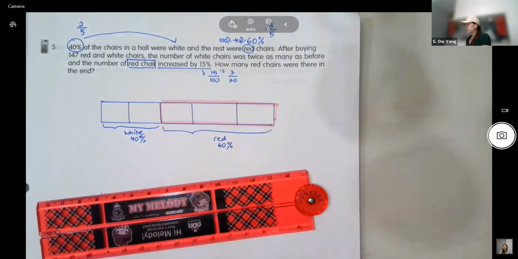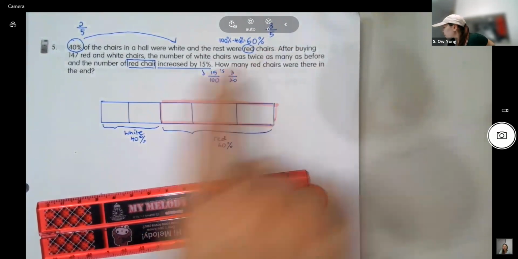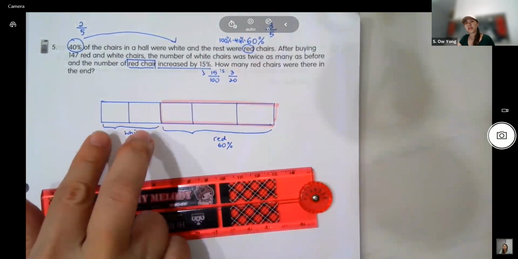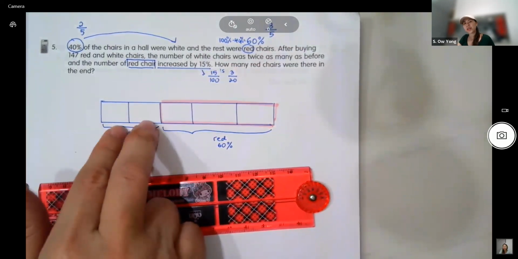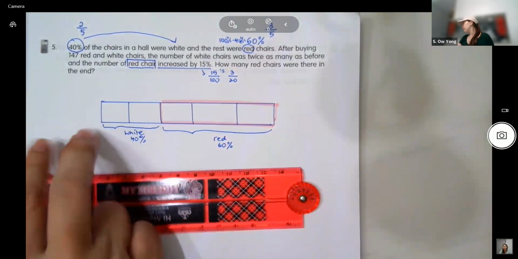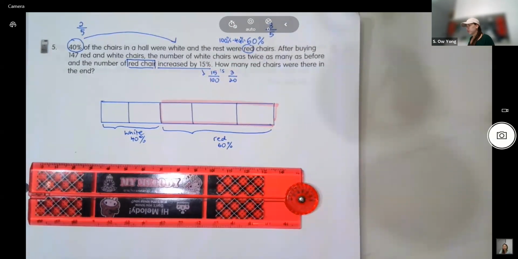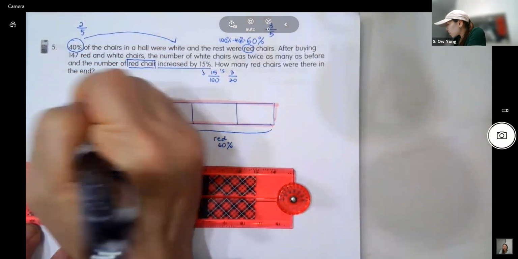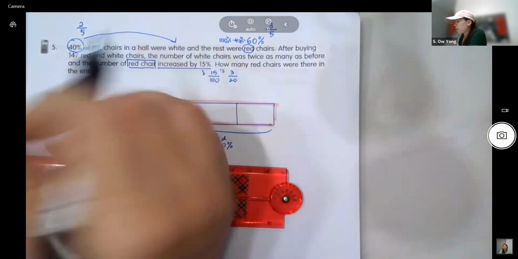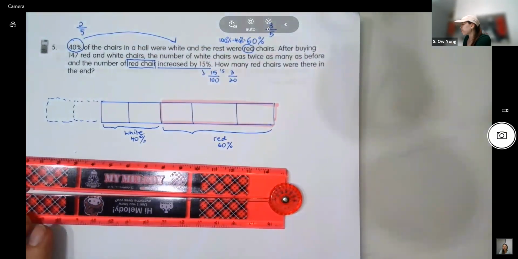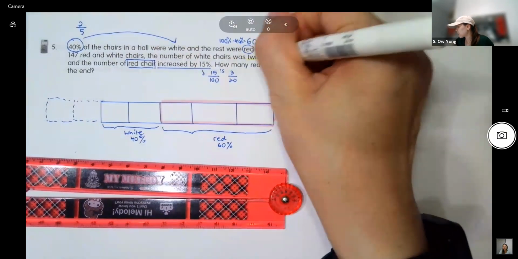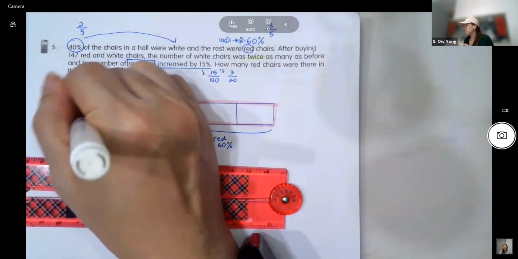Now the problem is they say that the number of white chairs were twice as before after buying 147 red and white. This one I still know how to settle, because for white you want twice of 2 units. 2 times 2 is 4. So I expect 2 more units here. This one is part of the 147. This is the increase.